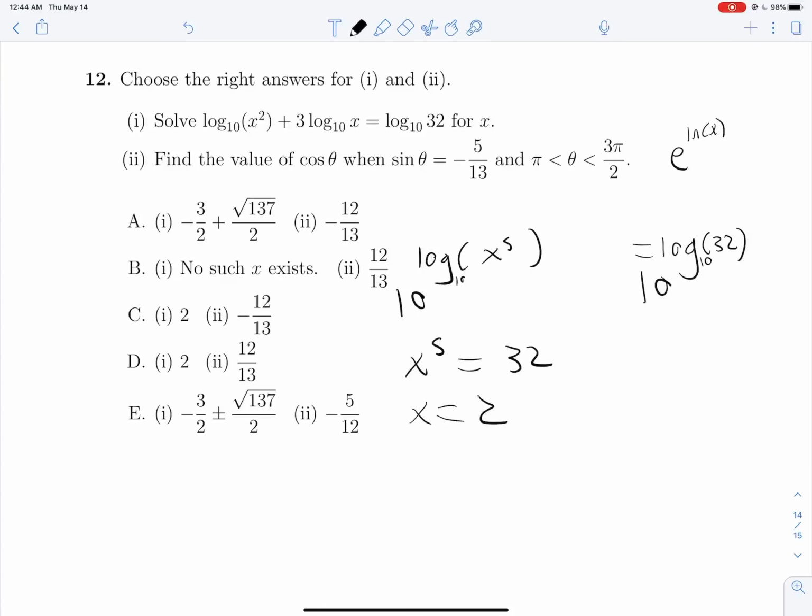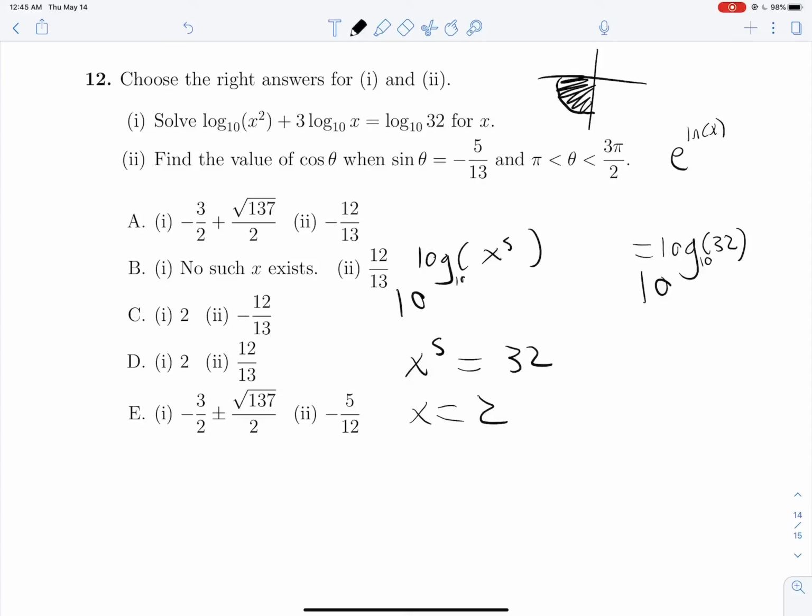A little bit boring. Okay, number 2: find the value of cosine when sine is equal to negative 5 over 13 and theta is between pi and 3 pi over 2. That's this quadrant over here on our unit circle, where cosine will always be negative. Let's keep that in mind.